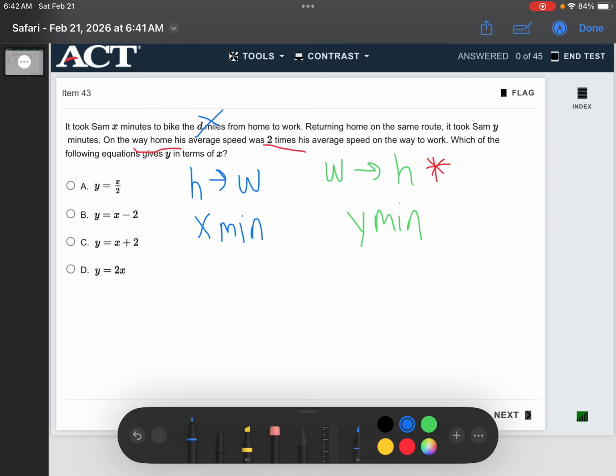So let's just kind of think about this. Let's just say it took him 10 minutes to get to work. Well, coming home, because that speed is twice as fast, that means his time has to be cut in half, which would be 5 minutes. Right, so again, I'm just pulling some arbitrary numbers here just to try to help make sense of what's happening in this problem. And then now I can put these together into an equation. Right, so this y part is 5, and this x part is 10.